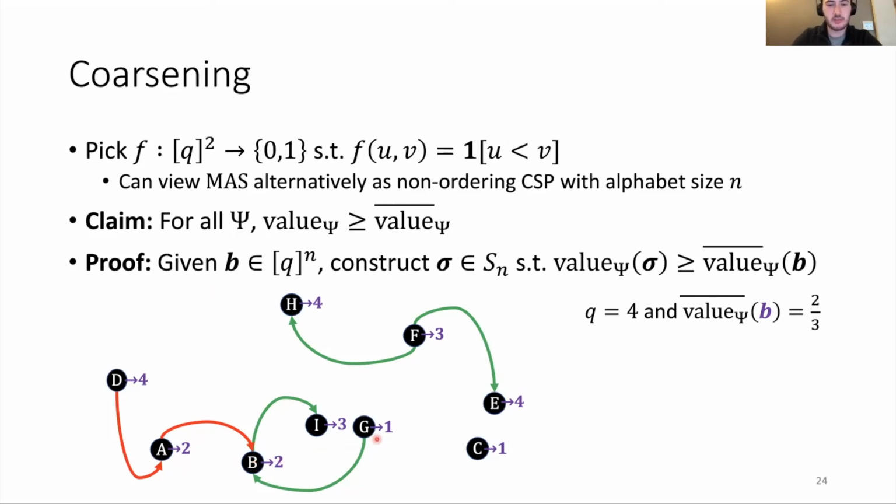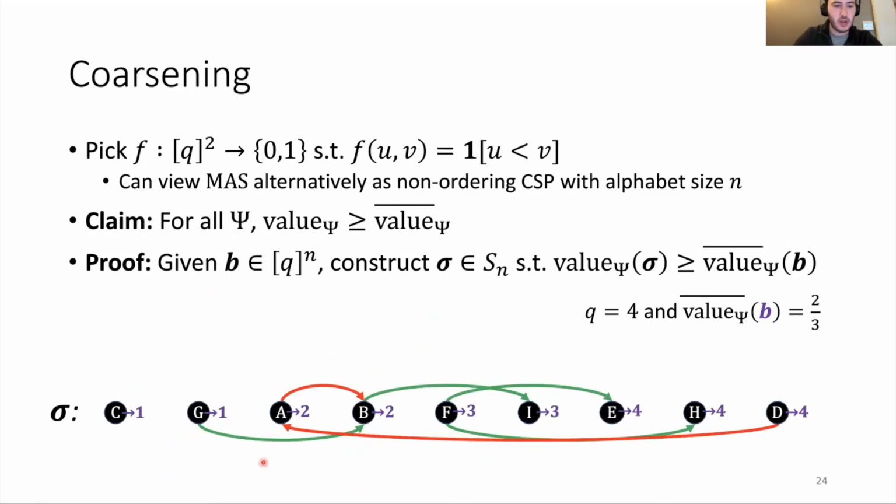What I'm going to do is place all of the variables with label 1 first, and then label 2, and then label 3, and so on. So I put some of the variables with label 1, then some of the variables with label 2, then some of the variables with label 3, and this made my ordering sigma. And now the question is, why is sigma's value at least as high as B's value?